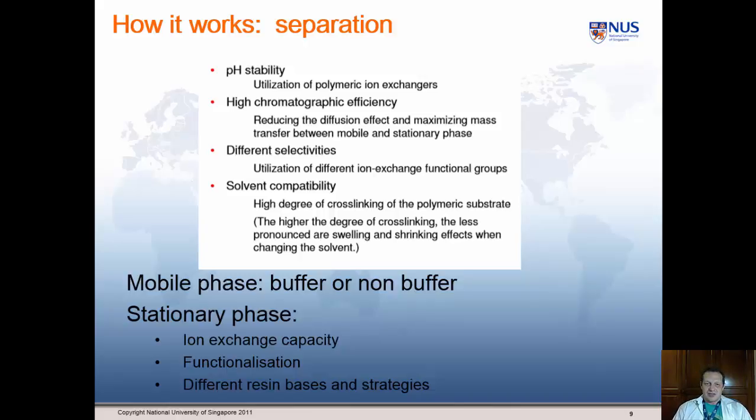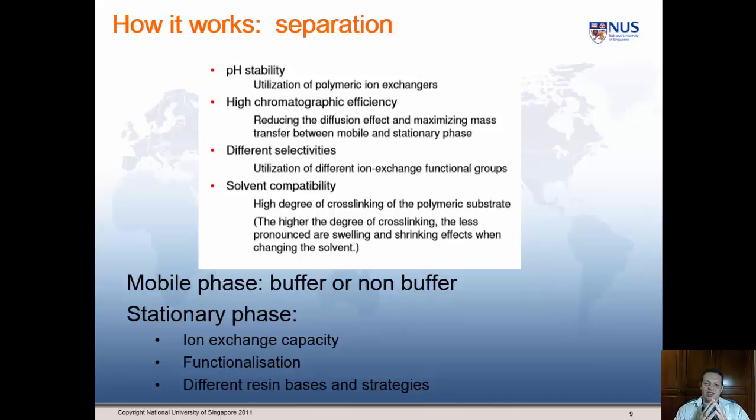Things that you need to do a good ion chromatographic separation. The pH needs to be stable. Now that's obvious in one sense, simply because, if you remember, hydroxide appears in the equilibrium constant. So the way that's dealt with is the use of polymeric anion exchangers, and we'll talk more about that in a second. Then, high chromatographic efficiency. So we need to reduce the diffusion effect. In chromatography, it's also called the Gaussian effect, the spreading effect caused by diffusion.